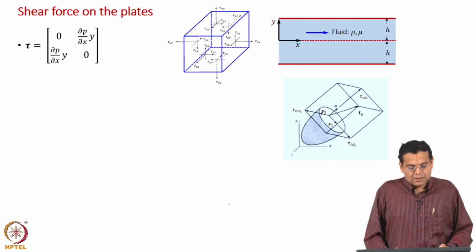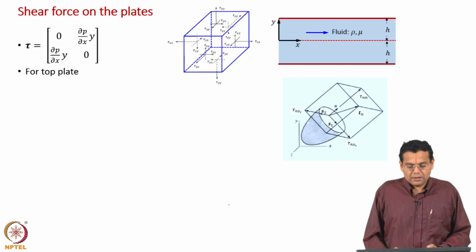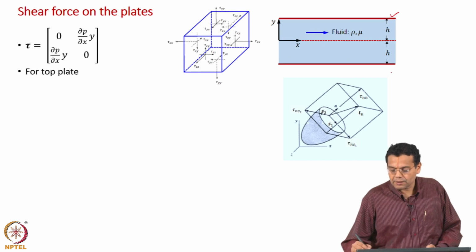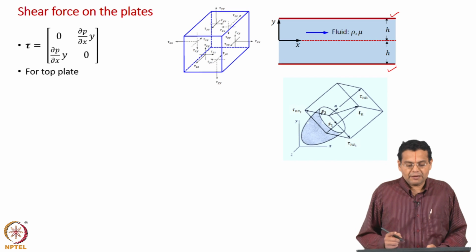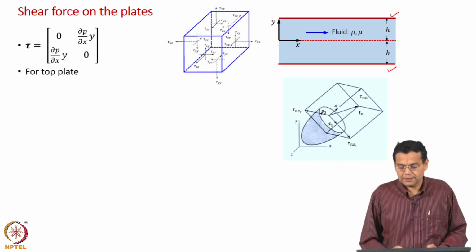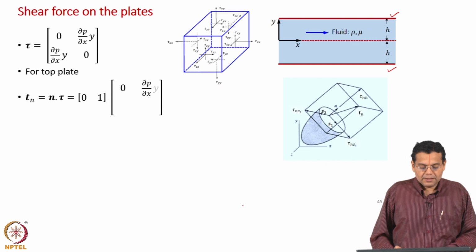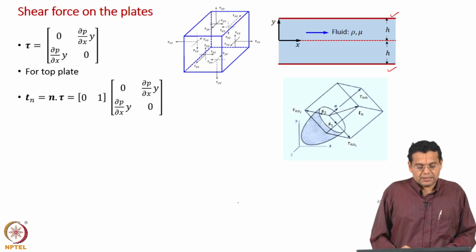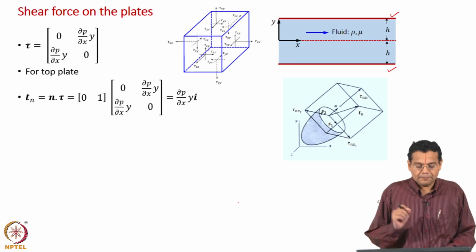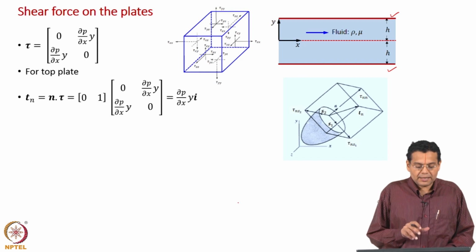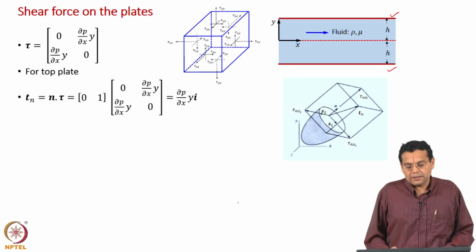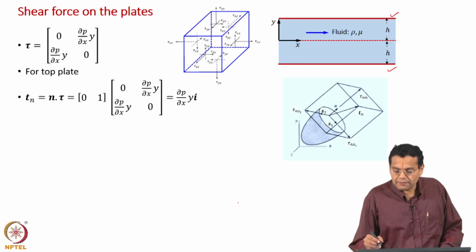Now we have a top plate and a bottom plate, and we will evaluate the shear force acting on the top plate and the bottom plate. Now for the top plate, to evaluate the stress vector, we know the stress vector is given by the dot product between the normal vector and the stress tensor, or matrix multiplication of the normal vector and the stress tensor. What is the normal vector?